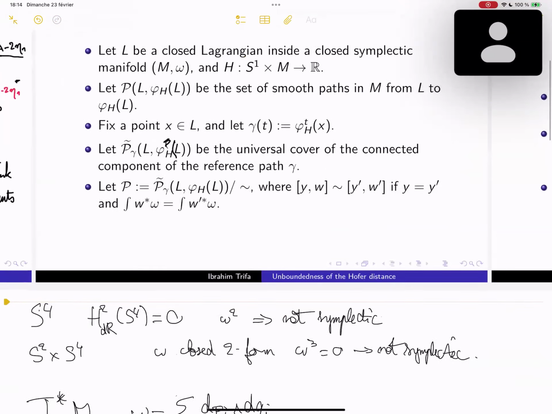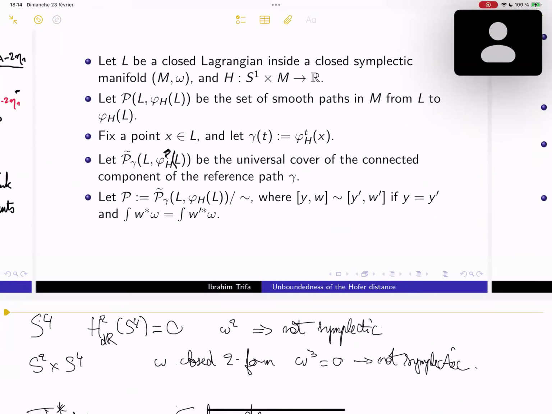Okay. Now we define an equivalence relation on this set. We say that a path y together with a capping w is equivalent to another path y prime and a capping w prime if the two paths y and y prime are the same, and moreover the symplectic areas of the two cappings agree. And we will define the set P to be the quotient of P tilde gamma by this equivalence relation.